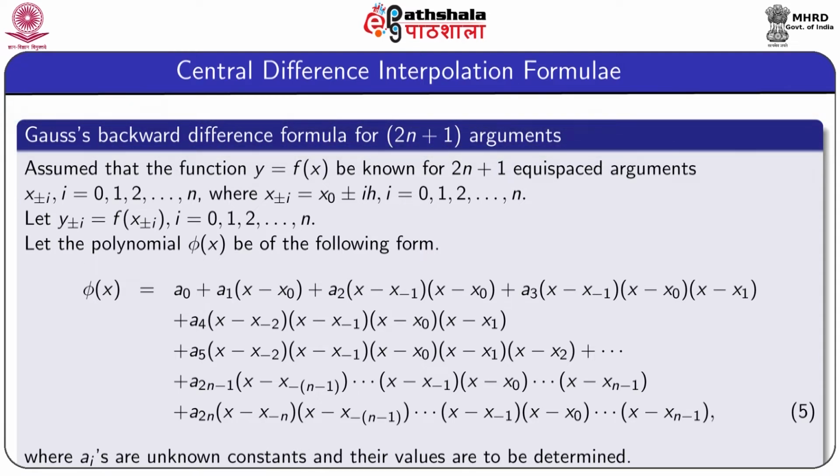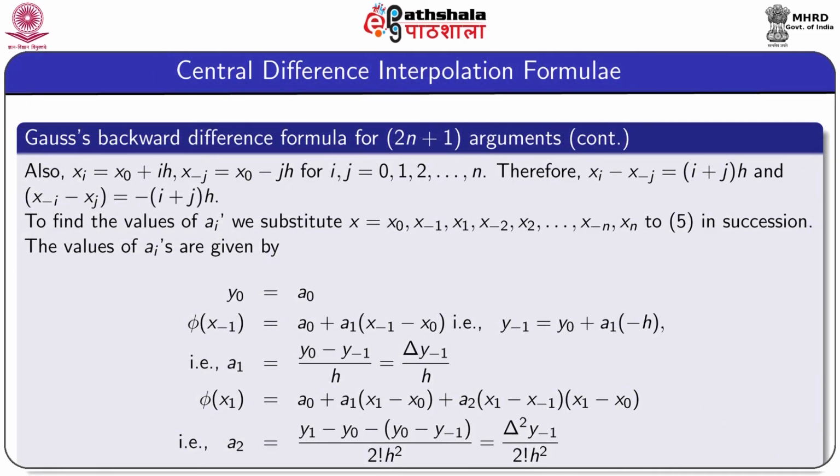Here a0, a1, a2 up to a_2n are the constants, and their values are to be determined according to the condition of interpolation. Since the arguments are equispaced, we can write xi equal to x0 plus ih and x_{-j} equal to x0 minus jh for all i and j equal to 0, 1, 2 up to n. Thus, xi minus x_{-j} equal to (i plus j) into h, and x_{-i} minus xj equal to minus of (i plus j) into h.